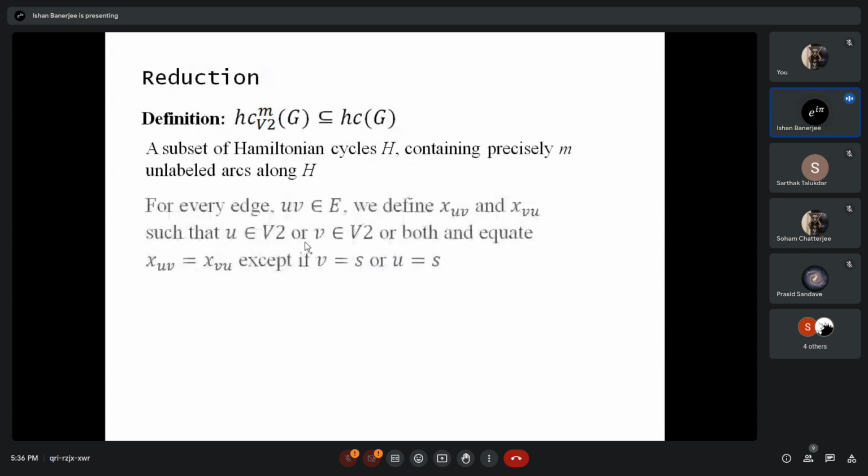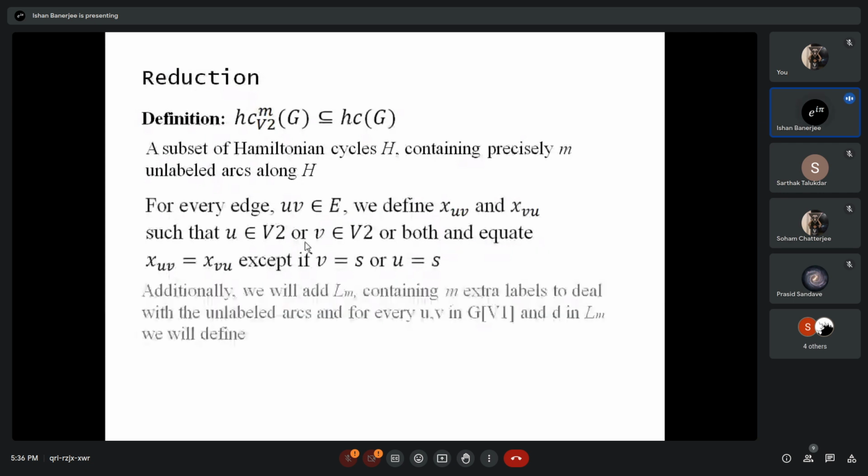Now for every edge UV in E, we will define two variables, just like the previous cases. We will define two variables, X_UV and X_VU, such that U is in V2 or V is in V2 or both are in V2, and they equate. That means that X_UV will be equal to X_VU, except if V equals S or U equals S. It is the same as the case for bipartite graphs. So these variables we are defining in this particular way.